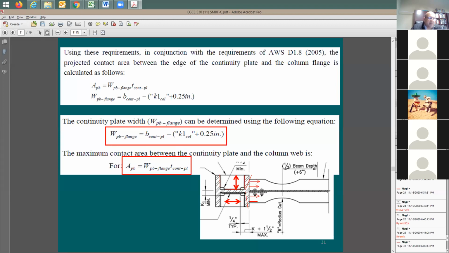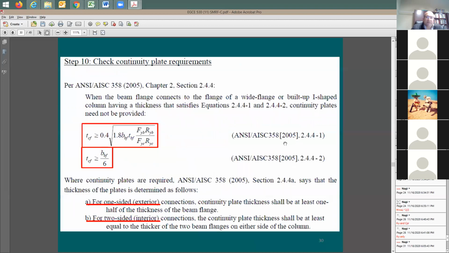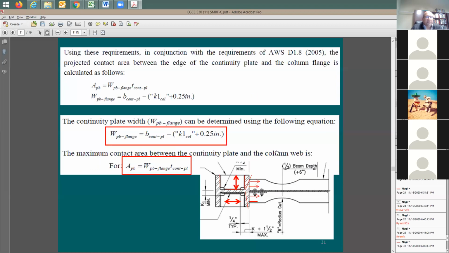Some of it is going to go directly to the web, some of it is going to go to the column flange, then the continuity plate, and then it's going to get transferred through this weld here to the column web. So I said, okay, how would you know that you need it? Do you really need to put this continuity plate, or can you just ignore it?